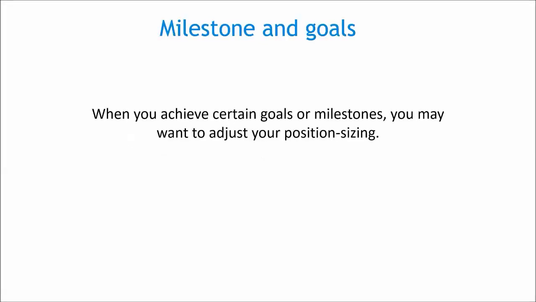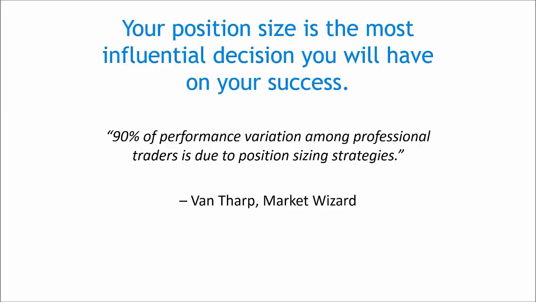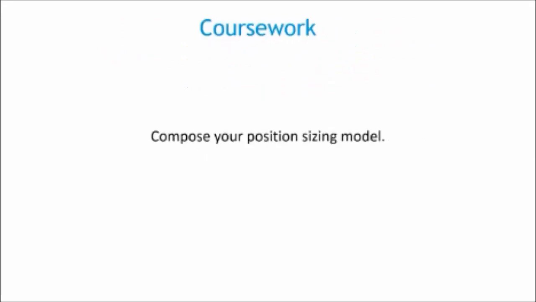Milestones and goals. When you achieve a certain goal or milestone, you may want to adjust your position sizing. For example, if you hit your monthly goal, what will you do? Will you stop trading? Reduce your position size? Perhaps you will decide to swing big, using some of your monthly profits to date as markets money. Your position size is the most influential decision you will have on your success. Market wizard Van Tharp says 90% of performance variation amongst professional traders is due to position sizing strategies.